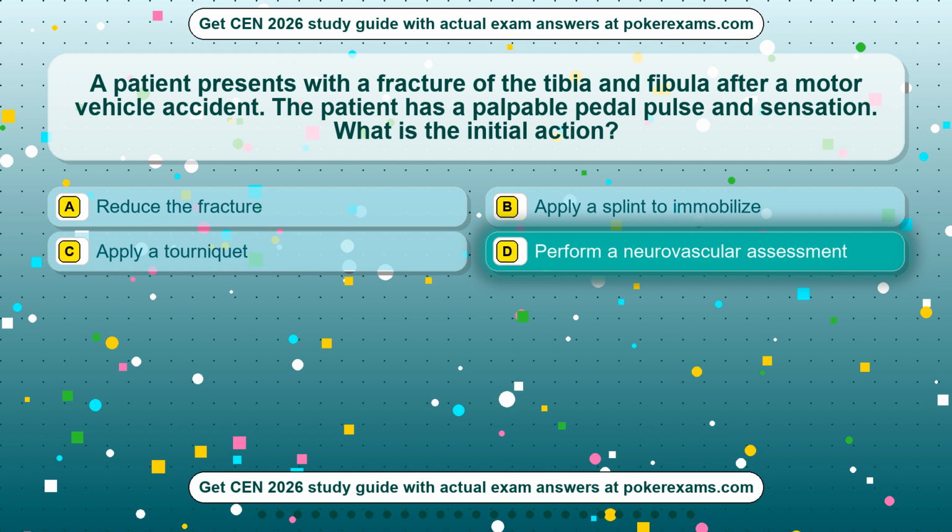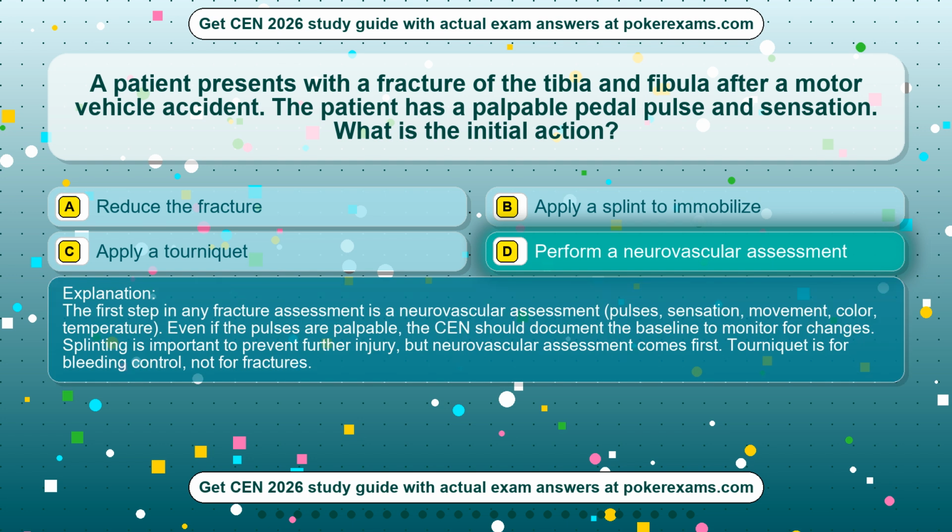Perform a neurovascular assessment. The first step in any fracture assessment is a neurovascular assessment: pulses, sensation, movement, color, temperature. Even if the pulses are palpable, the CEN should document the baseline to monitor for changes. Splinting is important to prevent further injury, but neurovascular assessment comes first. A tourniquet is for bleeding control, not for fractures.